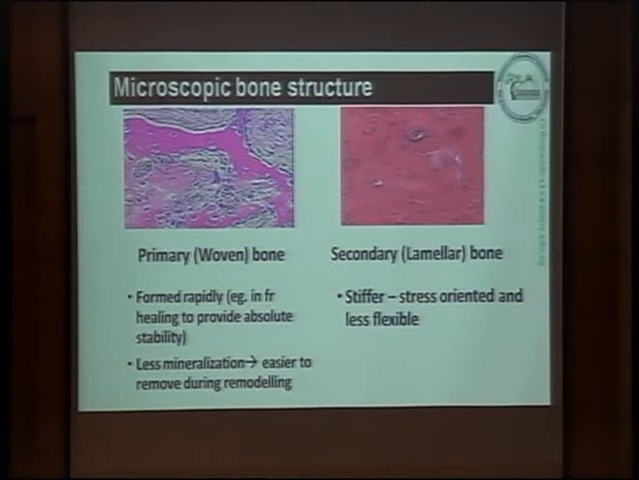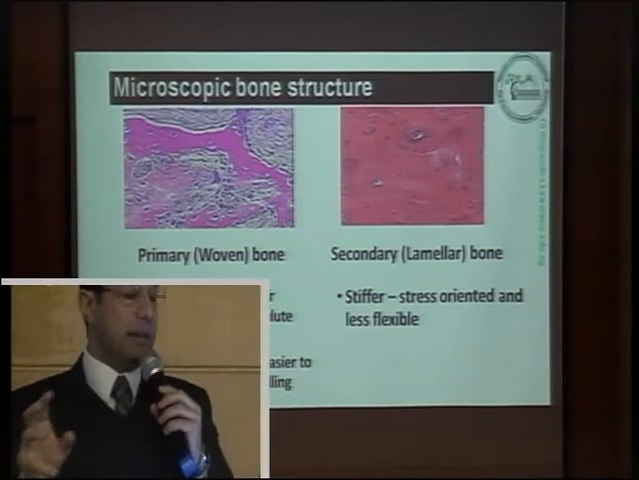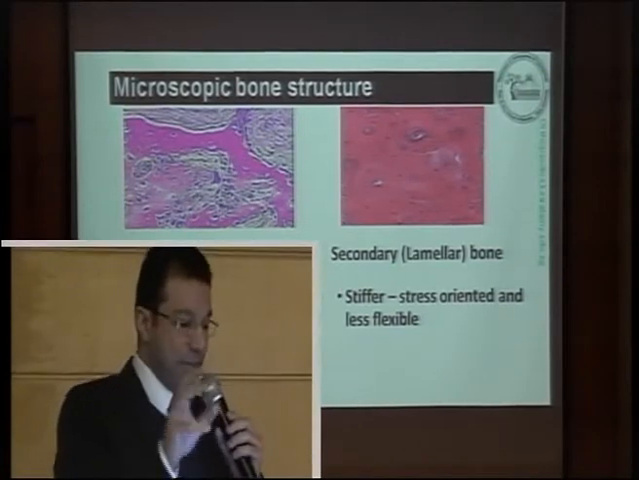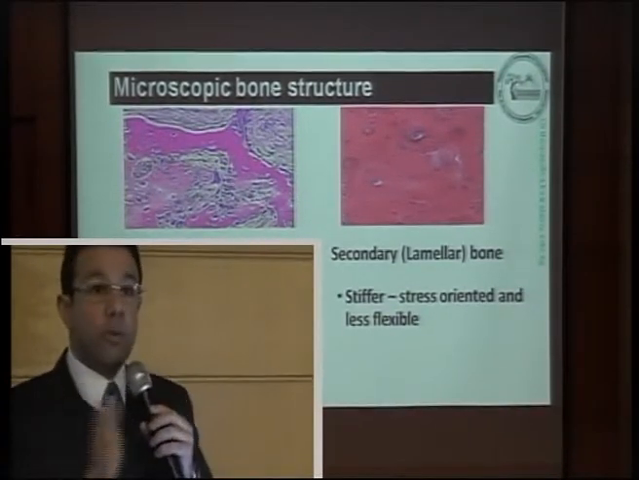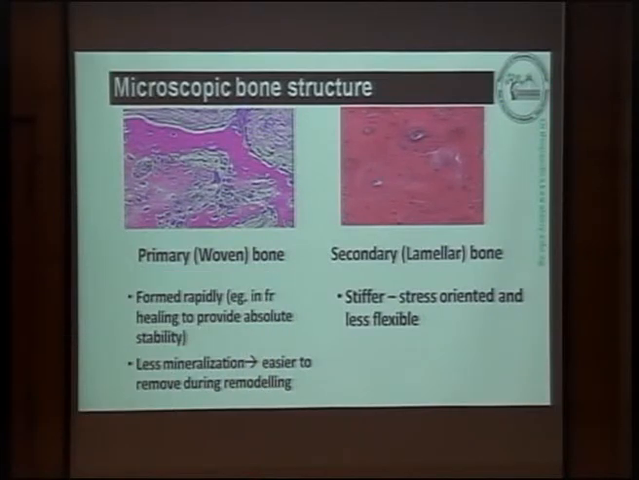If we compare the primary bone to the remodeled or secondary bone, we will find that the primary bone has fewer minerals, so it's easier to remove also. So it's rapidly formed and it's rapidly removed. While the secondary bone is stress-oriented, stiffer, and can withstand more forces.